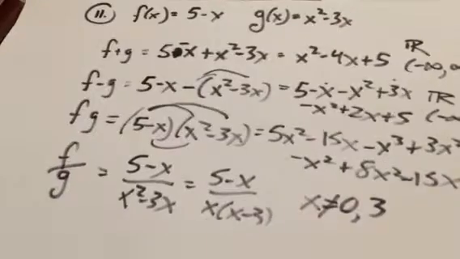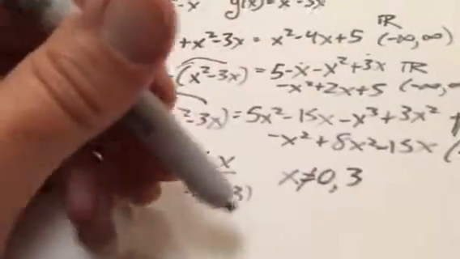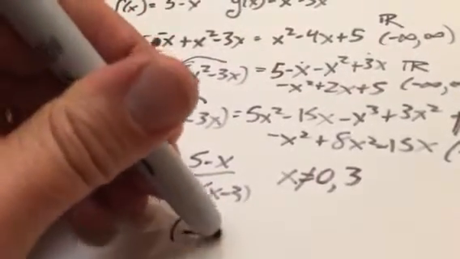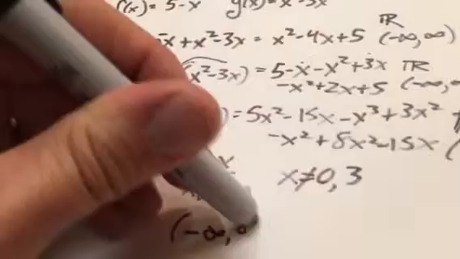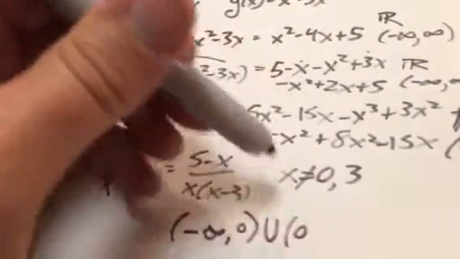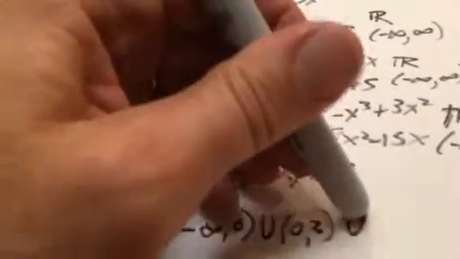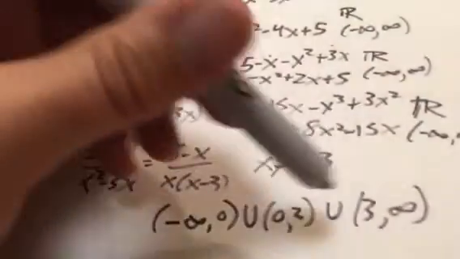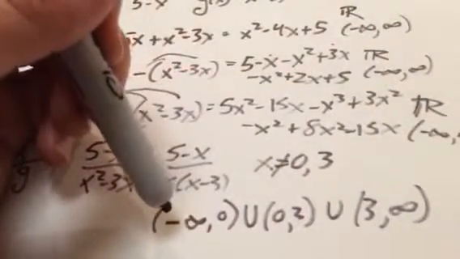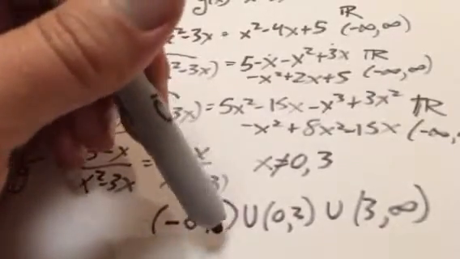What your book probably wrote is going to be a little ugly, but it basically means the same thing. Your book, it looks like in the answers, wrote the set from negative infinity to 0, not including 0, unioned with the set 0 to 3, not including 3, unioned with the set 3 to infinity. So all this means is you have this range from negative infinity to 0, so anything less than 0, but it doesn't include 0.